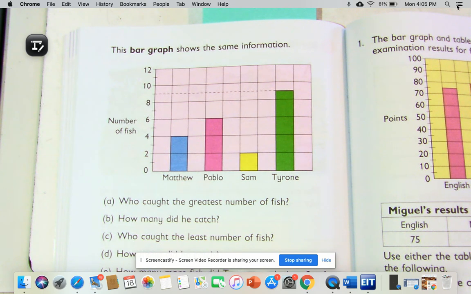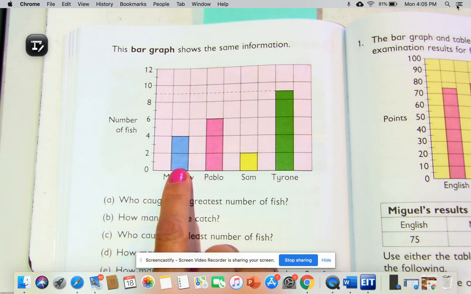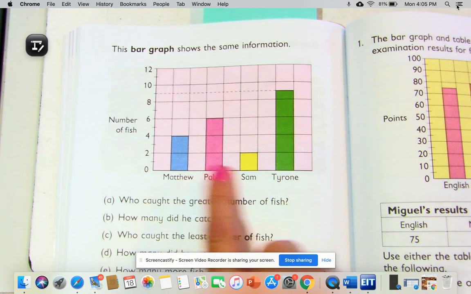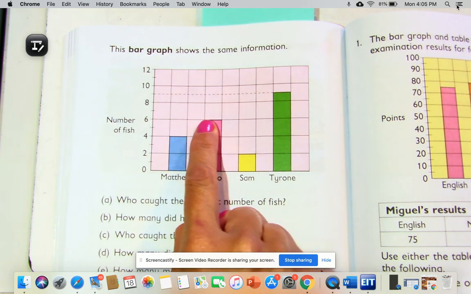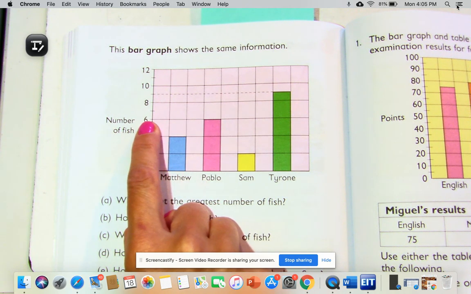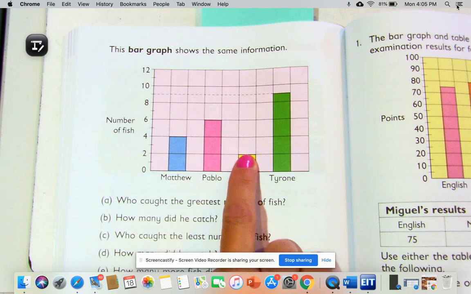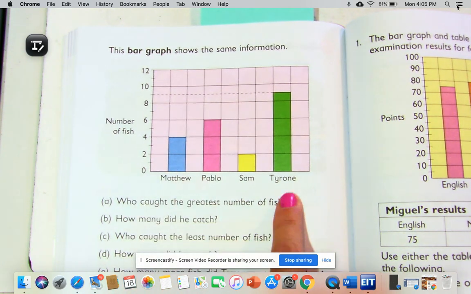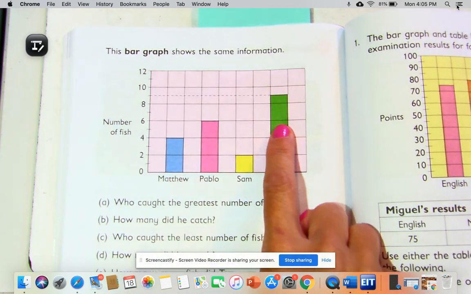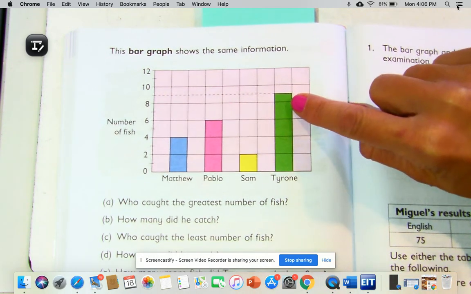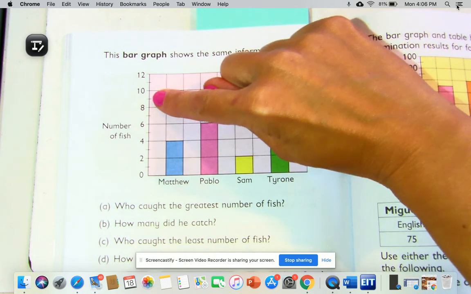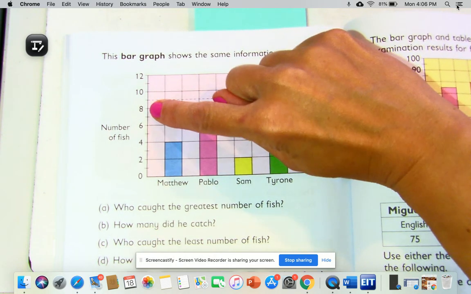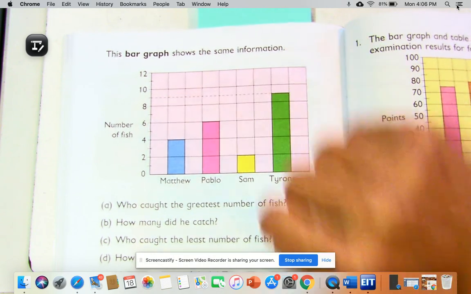And so we can see here that Matthew caught 4. And Pablo, if we look over here and use our finger to stretch it across, we can see it lines up with the number 6. So he caught 6. Sam caught 2. And then here's Tyrone. So we did 2, 4, 6, 8, and then we thought half of that square stands for 9. And if we follow our finger over to the side, that goes right between the 8 and the 10. So that must be a 9.